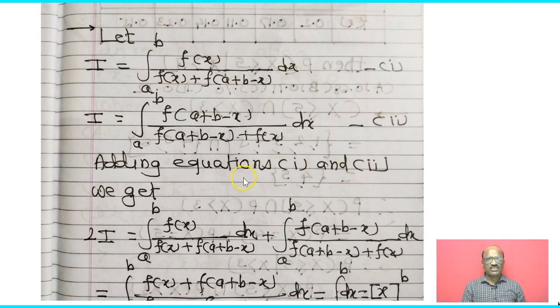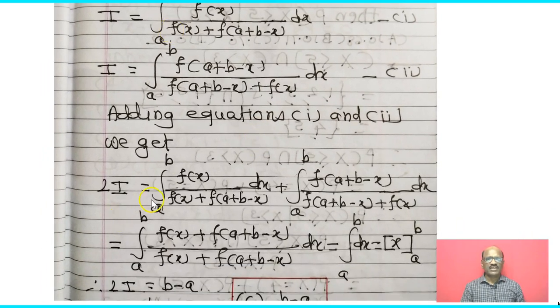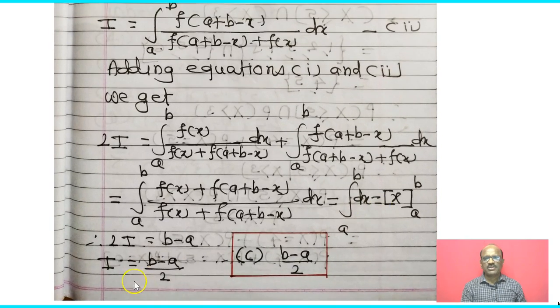Now adding these two equations, you will get I plus I equals integral a to b f of x upon f of x plus f of a plus b minus x dx plus integral a to b f of a plus b minus x upon f of a plus b minus x plus f of x dx. Now if you add this, numerator and denominator both are the same, so the integral a to b dx, the integral of dx is x from a to b, and that is b minus a. Therefore 2I equals b minus a, therefore I equals b minus a upon 2, and hence option C is the correct one.